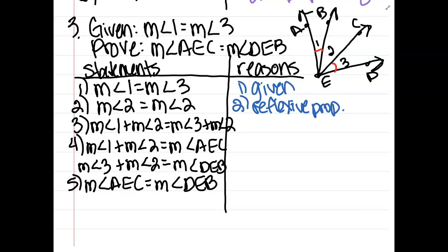Okay, now this one you kind of have to pay close attention. Number 3 says the measure of angle 1 plus the measure of angle 2 equals the measure of angle 3 plus the measure of angle 2. Do we have any ideas what's happening here?